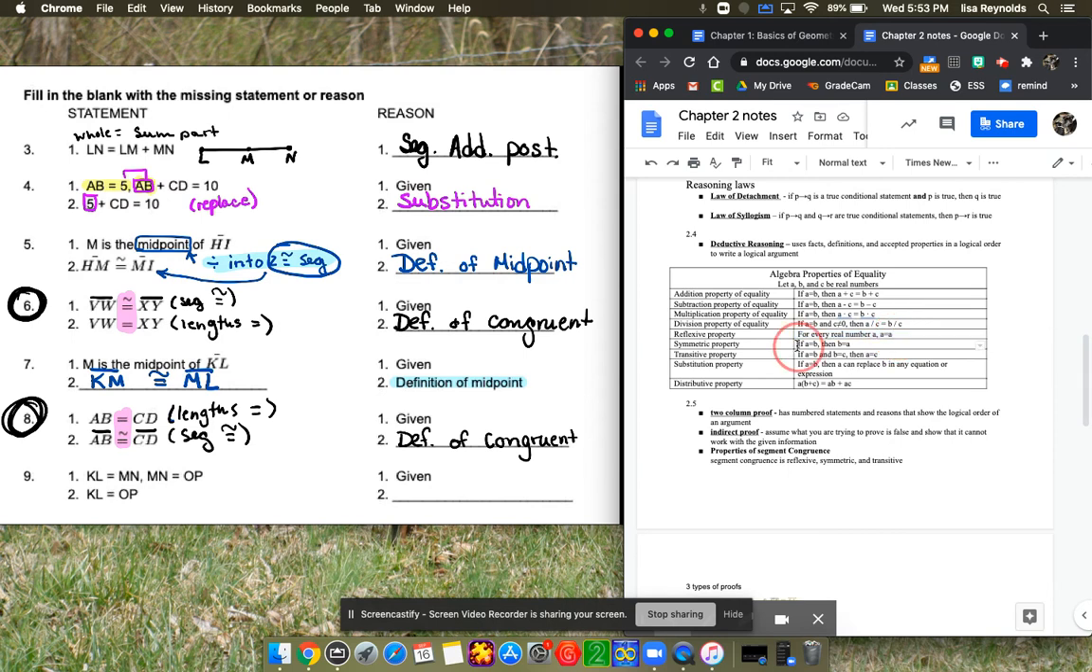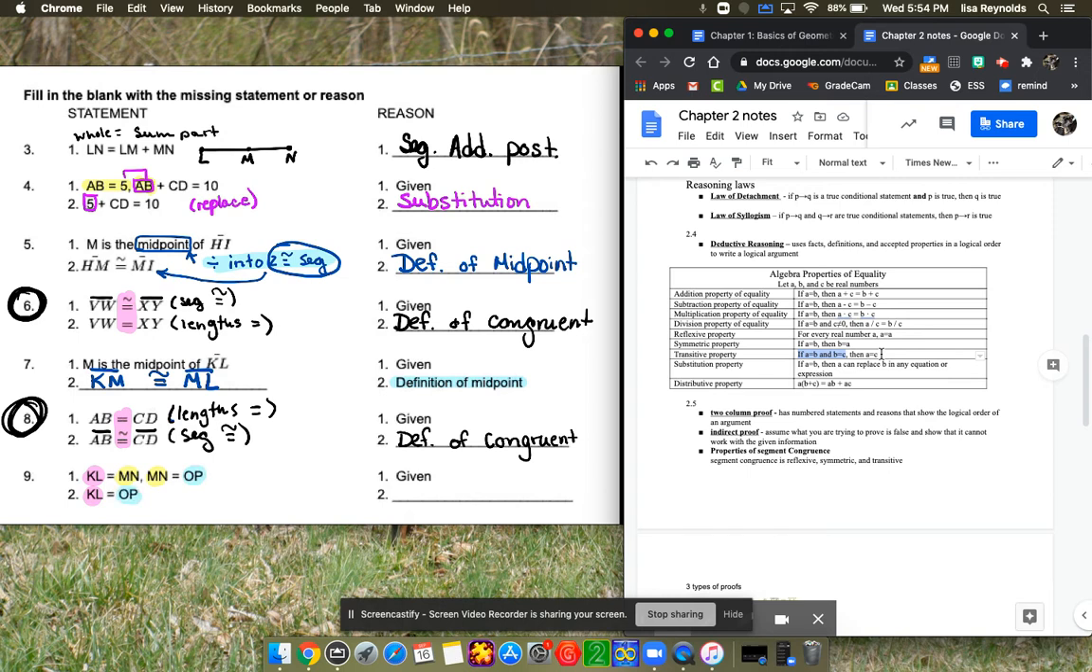Our symmetric property, we would have one equal statement in our given line, and then we would just reverse that in our second line. And then we have the transitive property. It says if I have two equal statements with some matching information, then in my next line, I get a new equal statement. So if we notice my KL from the first equation, then I have a repeated value of MN, and then there is the OP from the second equation.